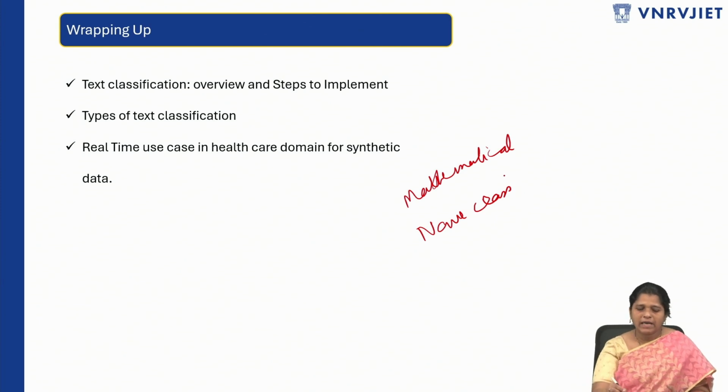Today we have seen text classification, its types, applications, and one scenario of a healthcare sample data set to predict the type of the category.